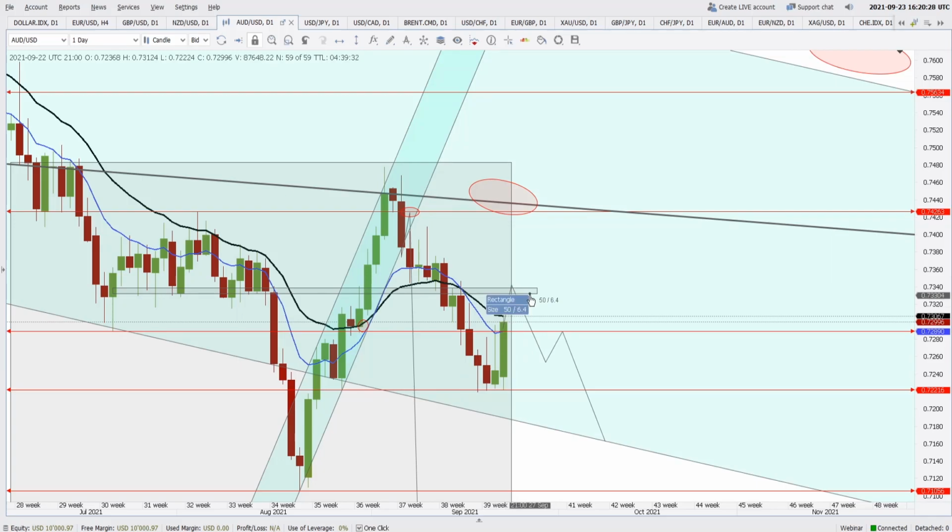0.7330 area is looking like a very good area to open fresh short positions. So I'm expecting the sellers may be waiting to enter again at around the 0.7330 area. Right now the price is trading at 0.7299. So immediate resistance is at around 0.7333 area and the support is at around 0.7289.